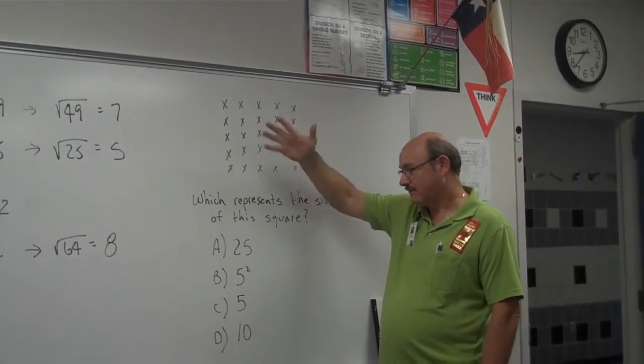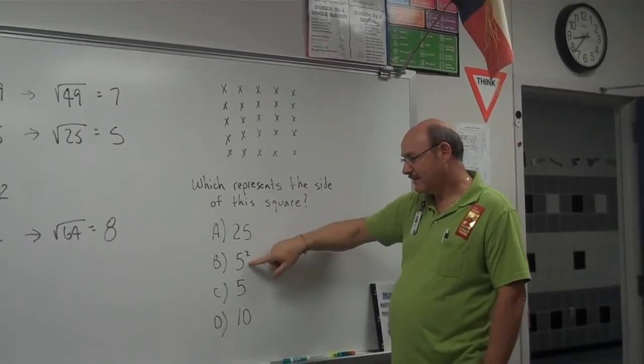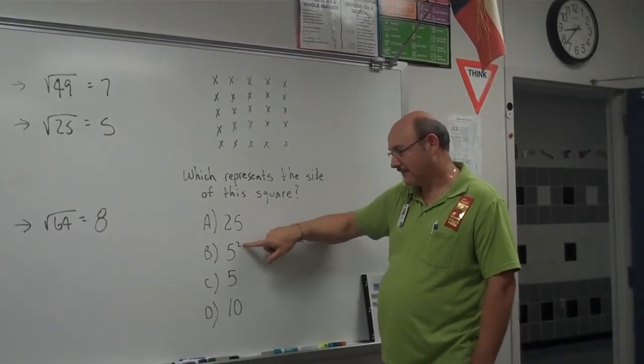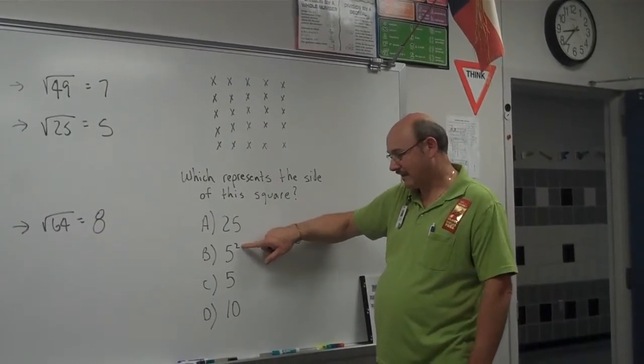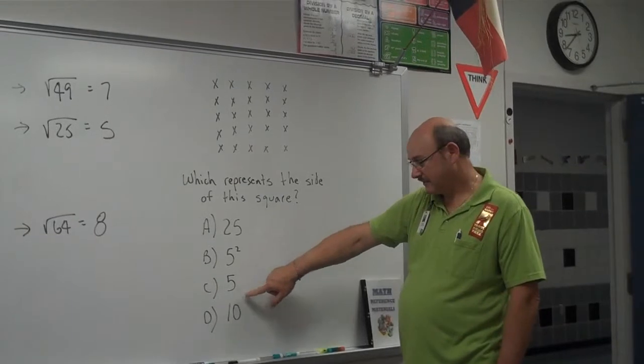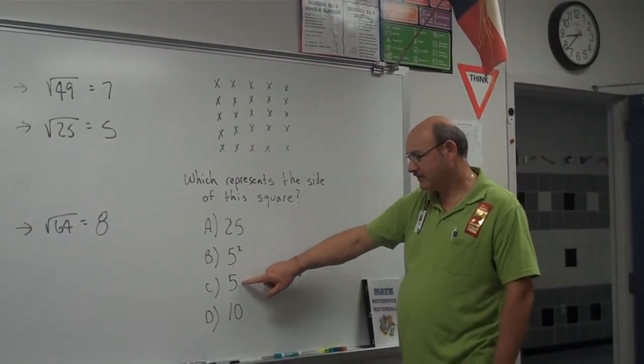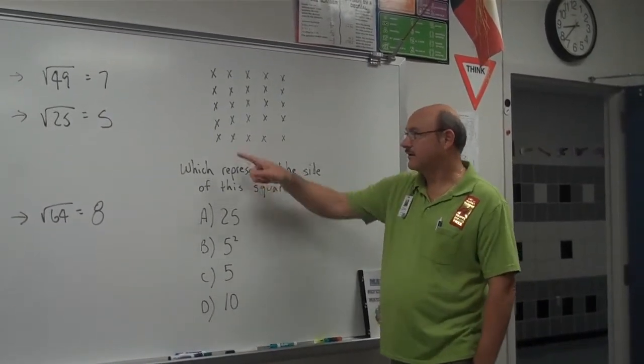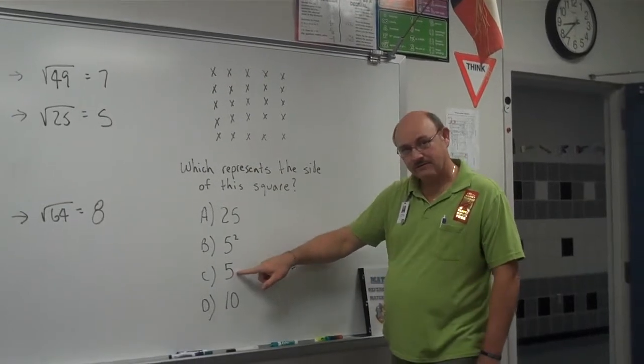We're looking for the number 5, not 25. 5 squared is not 5, because 5 squared is 5 times 5, or 25. And of course, not 10, not 5 times 2. The side of this square is represented by the number 5.